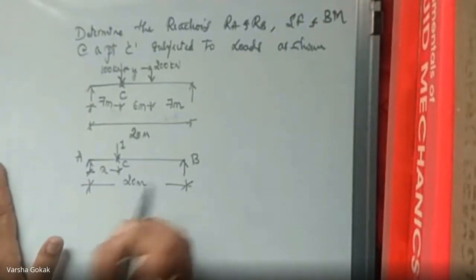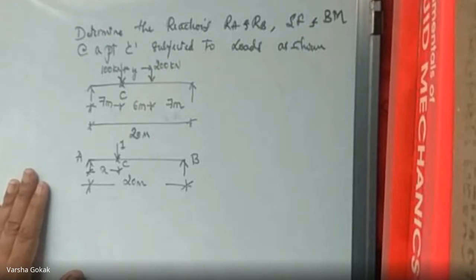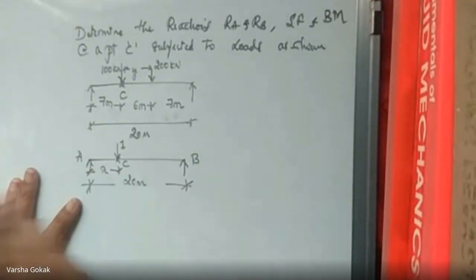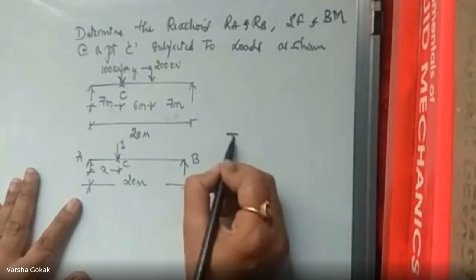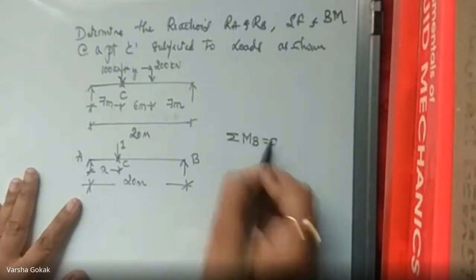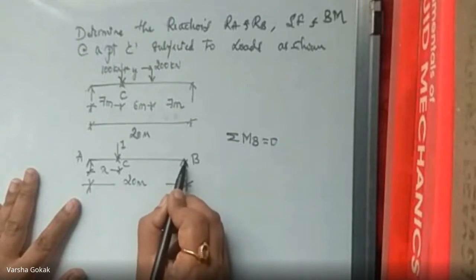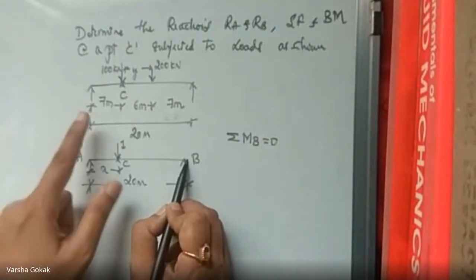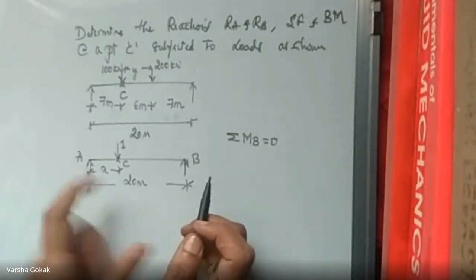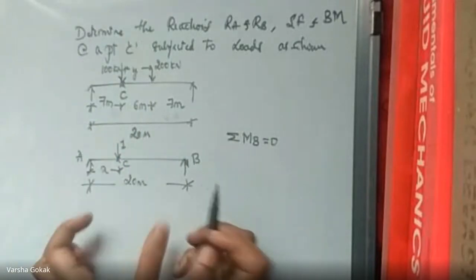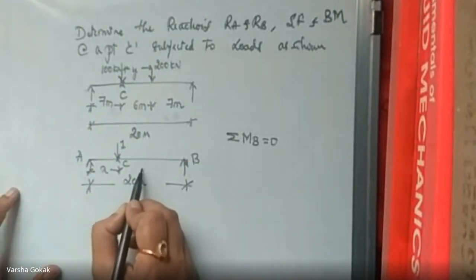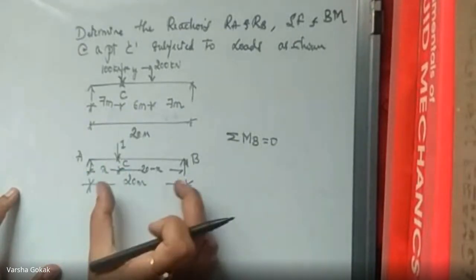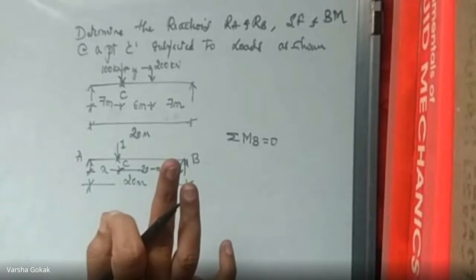Now in this, I have to get the value of RA and RB. I have to write the equation for RA and RB. To get the equation, I have to use summation M equal to 0. First I'll say summation MB equal to 0, taking moment of all the forces about point B. RA into 20 will be positive, and 1 into this distance. What is this distance? This is going to be 20 minus x.